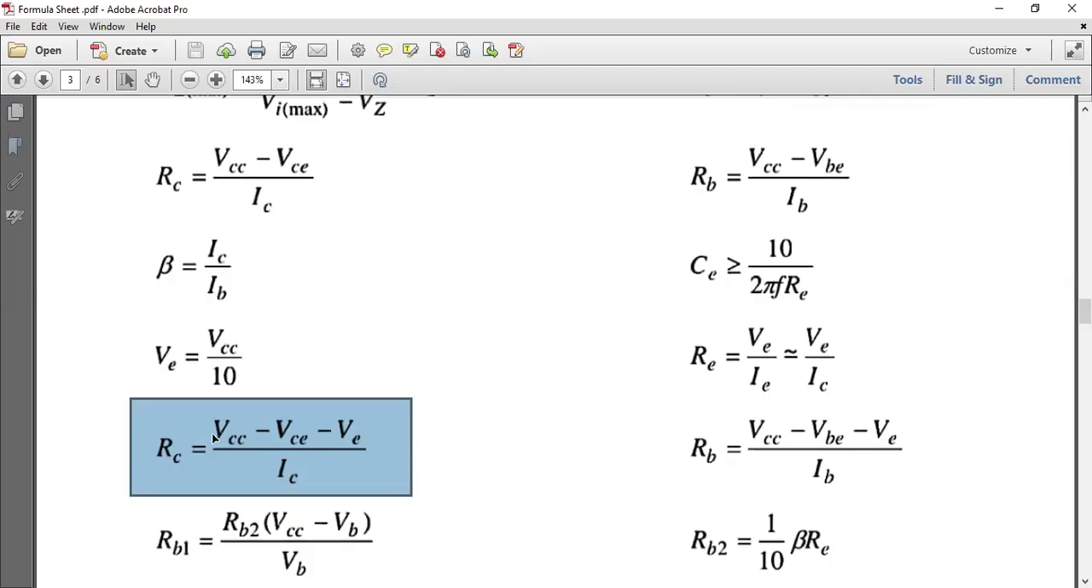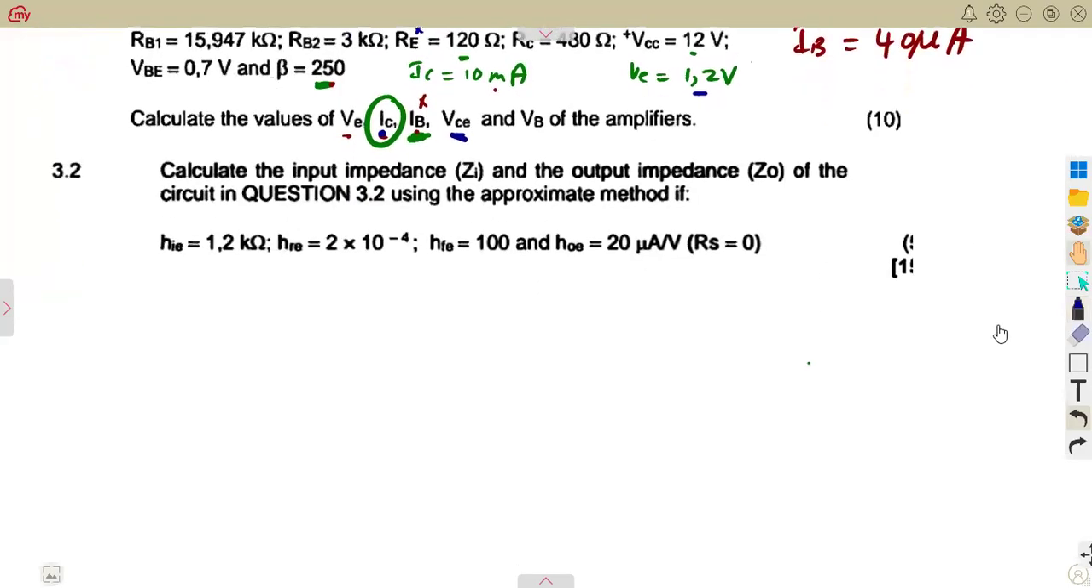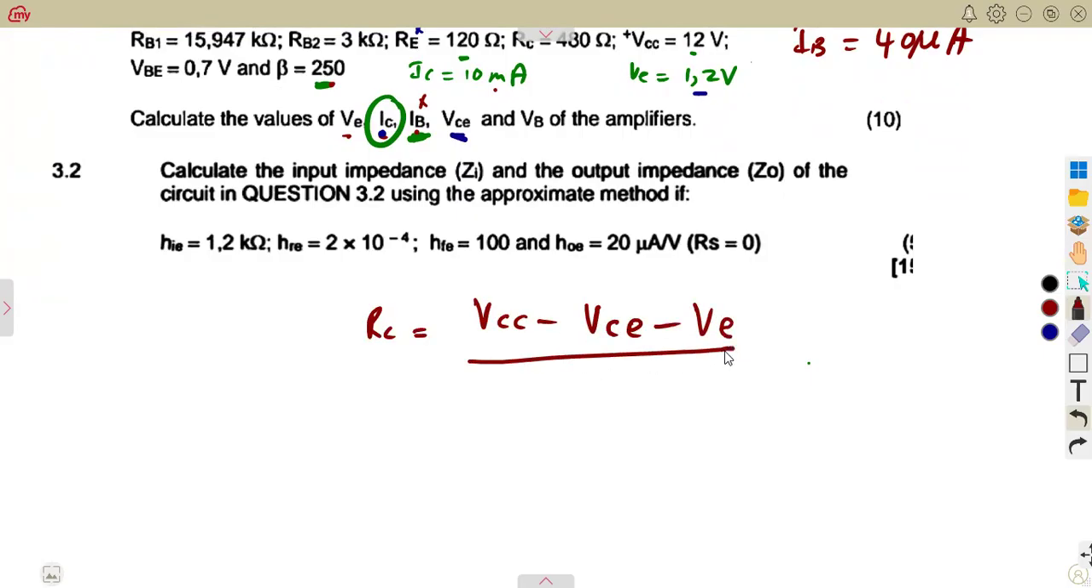VCC, we just saved it. VE, we calculated it. IC, we calculated it also. So we can calculate our VCE from there. All right, so let's make this the subject of the formula from the formula that we just had. We saw that RC was supposed to be given as VCC minus VCE minus VE over IC.